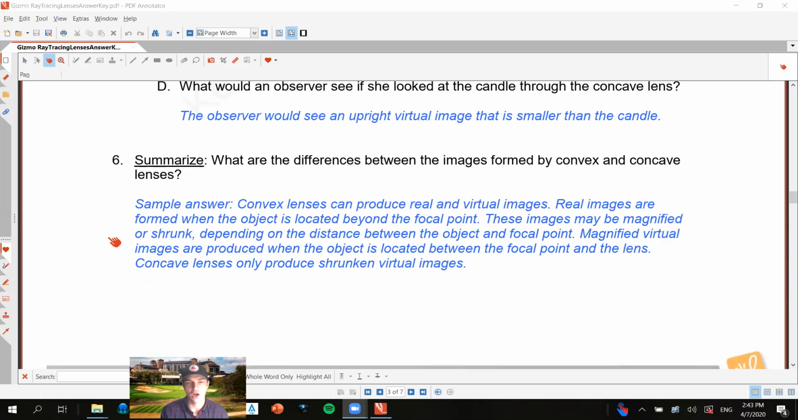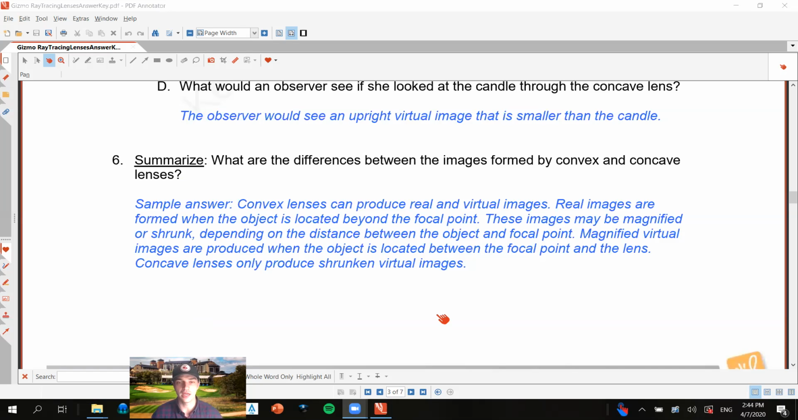Sample answer: the convex lenses can produce real and virtual images. We saw real images produced when the object, in this case a candle, was located outside of the focal point. We noticed that an object between the focal point and the lens would produce a virtual image. So these images may be magnified or shrunk depending on how close they are to the focal point. The closer they are to the focal point, the bigger the image produced.